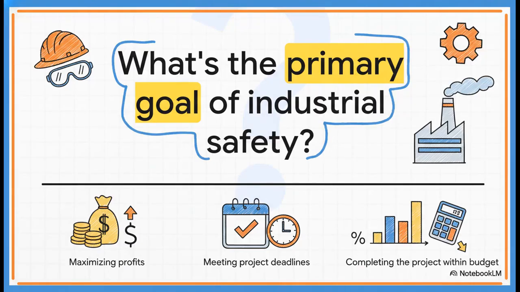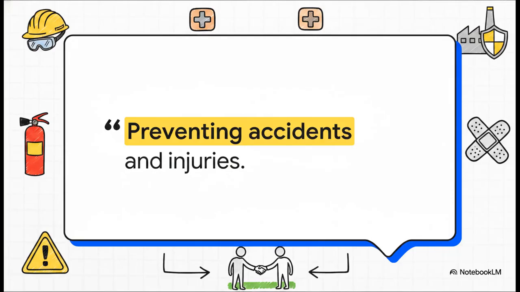Let's kick things off with a Jeopardy-style question straight from the multiple-choice section of the exam, just to test your baseline knowledge. Ask yourself, what is the absolute primary goal of health and safety in the industrial world? Is it maximizing profits? Hitting those tight project deadlines? Maybe keeping the whole thing under budget? Well, the definitive answer is simply preventing accidents and injuries.